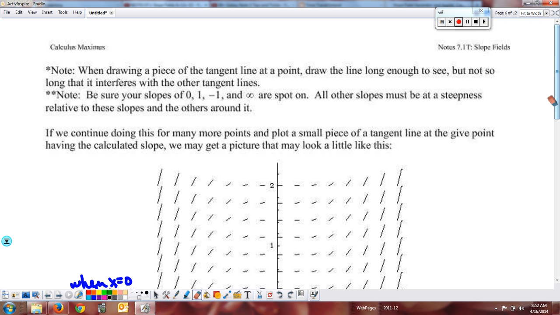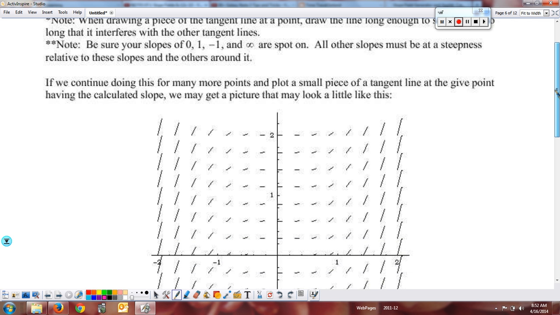Okay, now of course it's fairly straightforward and easy for computers to get your derivatives, and so a lot of the time, if you had to do a lot of these, you would have the computer do it for you. Use Mathematica. I did put a link up in It's Learning. That's just a generator for slope fields. You put in the equation, you say where you want them, and it'll generate slope fields for you. And we'll take a look at some examples of this.